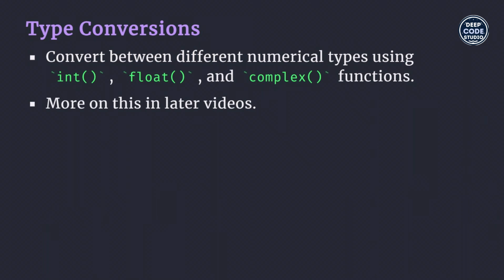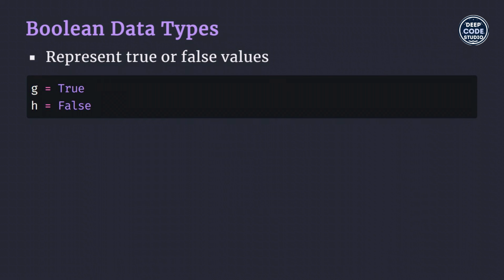Then sometimes you need to convert data from one type to another. This is called type conversion. Keep in mind that this can be particularly useful when you want to perform operations that require uniformity in data type. And Python provides several built-in functions to facilitate this, such as int, float, and complex for working with numerical data types. We will delve deeper into these, and how and when to use these conversions, in our upcoming videos.